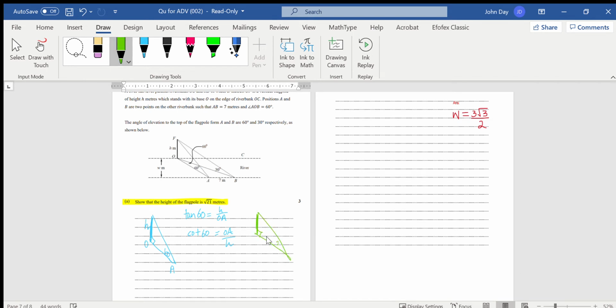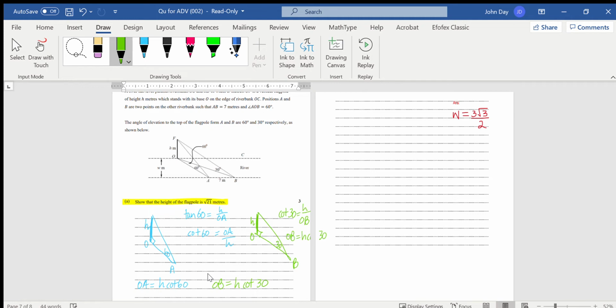Now similarly, I could take the triangle on the other side, which is this big long one, which has a 30 in the bottom. Still got the same H, and we're trying to find OB. I could say that cot 30 equals H on OB, which means OB is H cot 30. I'm going to run out of room there, aren't I? I'll write them down here. I've got OA equals H cot 60, and separately I found out that OB equals H cot 30.